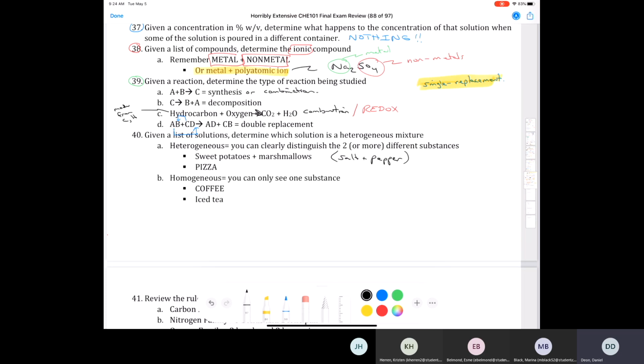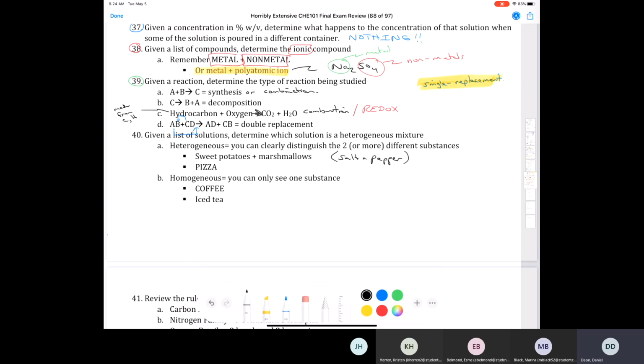But you can see the salt and you can see the pepper, right? They're not mixed completely to one phase. You can see the individual particles. So that would be a heterogeneous mixture. Like chili would be a heterogeneous mixture. What else? If you look at marble, you can see different minerals in the stone, so to speak.